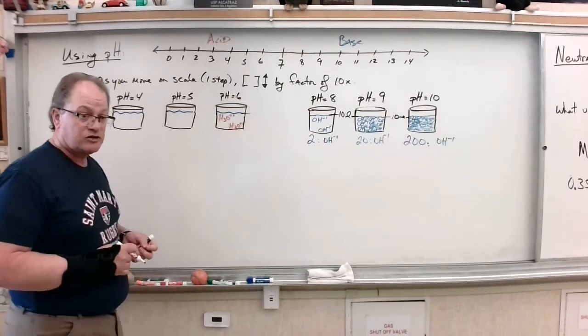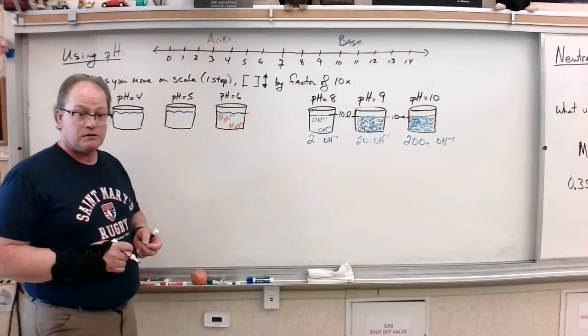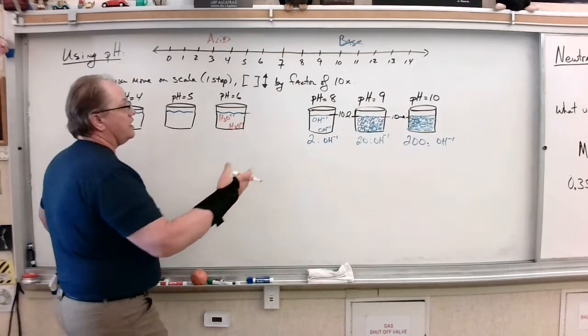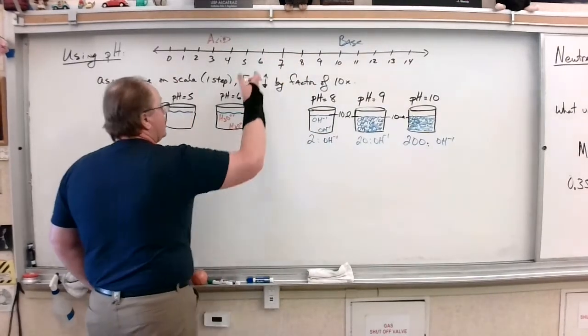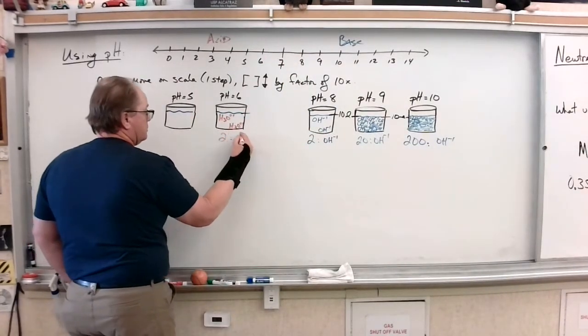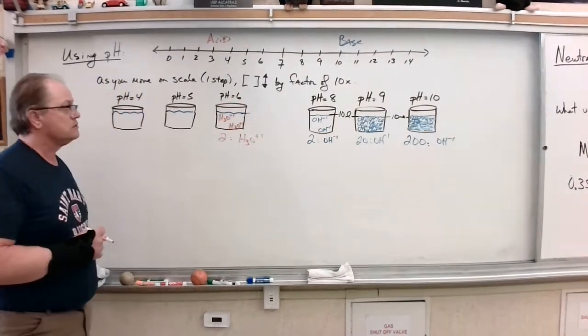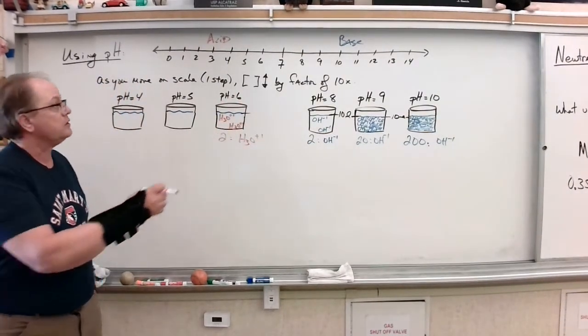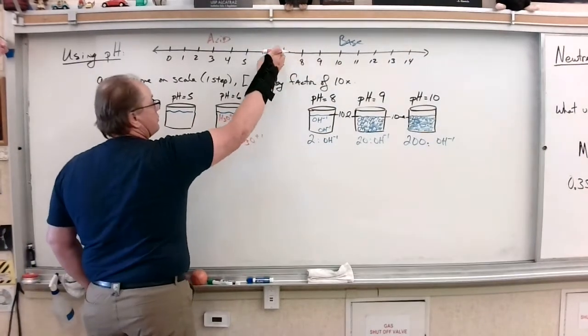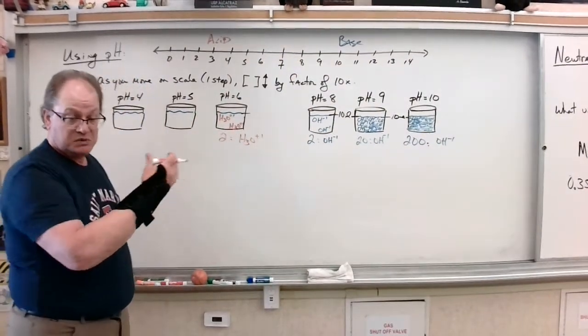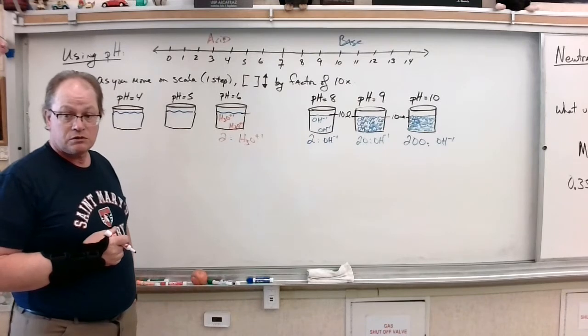Because they're going to donate a hydrogen ion. And since I have 2 of them here in a pH 8, I'm going to put 2 of them here in a pH 6. Right? They're equidistant from 7, so they should be equal concentration.